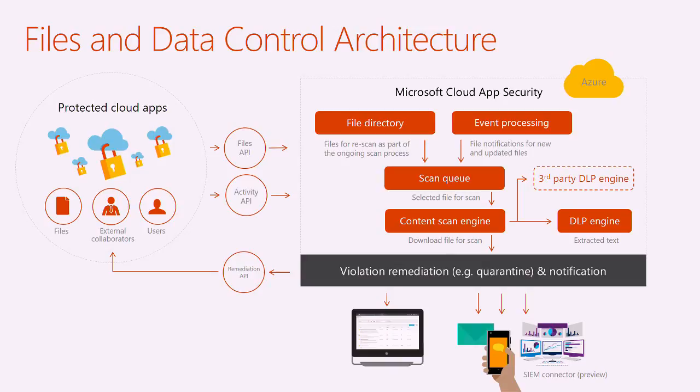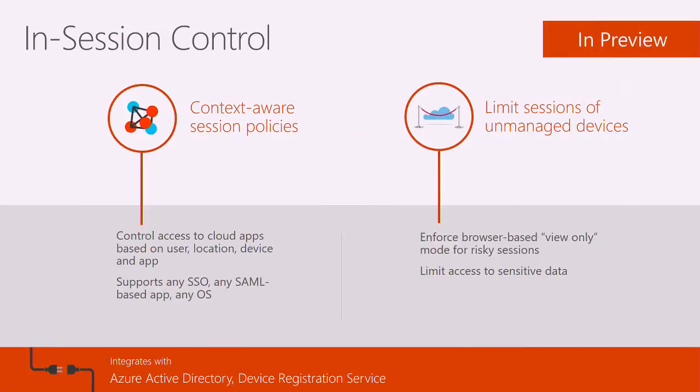Now, a lot of our customers are asking us, this is all great, we can run these scans, we can do all this kind of stuff, but it's kind of after the fact, offline type data. In-session control is what we call context-aware policies. And it's essentially about putting a geofence around an application like Salesforce. So this is based on users' activity in real time. So control access to cloud apps based on user location, device, and app. Supports any single sign-on application or SAML-based application based on the app or any type of OS.